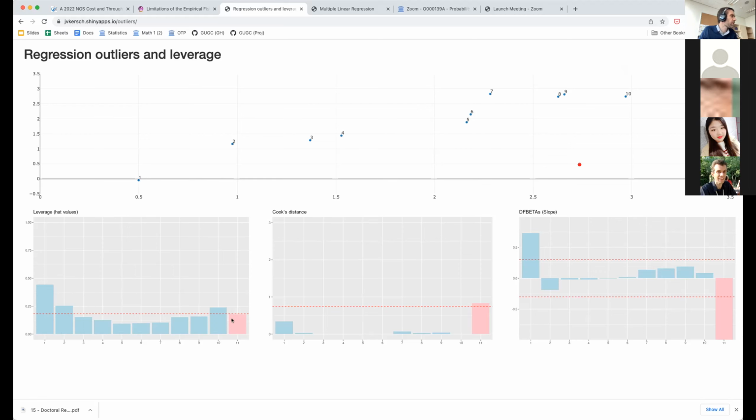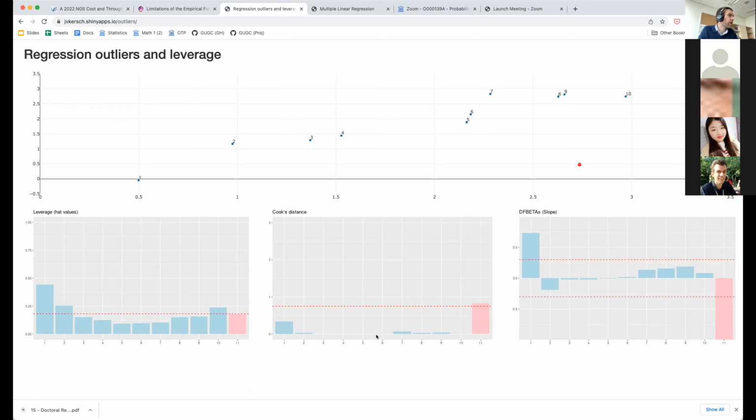So in particular, I see point 1 here has much higher leverage than point 11, my red point. And that is to be expected because, again, leverage measures how far away you are from the mean predictor and how significant the predictions are going to change if you move that point around. And points that are further away from the mean have higher leverage. So that by itself is not enough to say that the red point is an outlier.